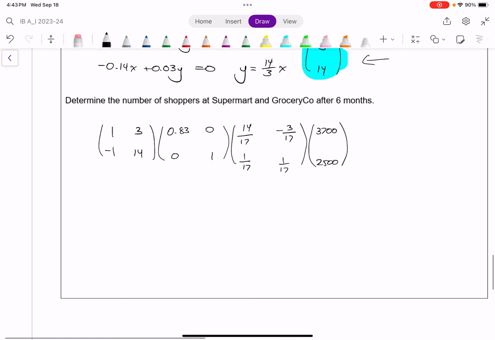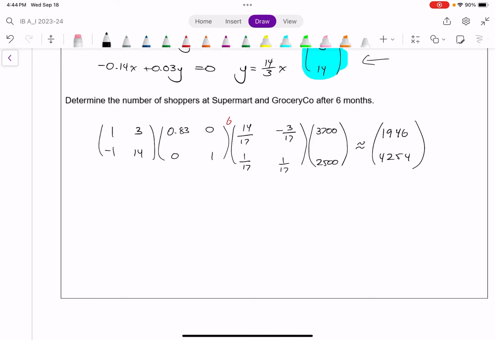But if I want to do it for multiple months, 2 months, I would put a 2 here. 3 months, 4 months, I want 6 months, so I just need to put a 6 there. And that's the most important part right there. That's it. If you actually do that, you get approximately, after 6 months, 1,946 for Supermart, 4,254 for Grocery Co.